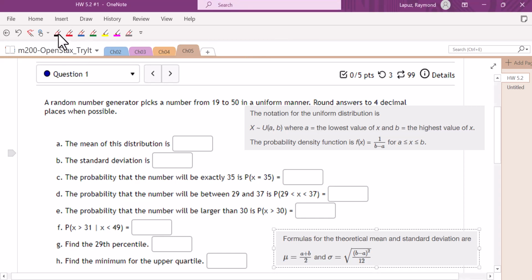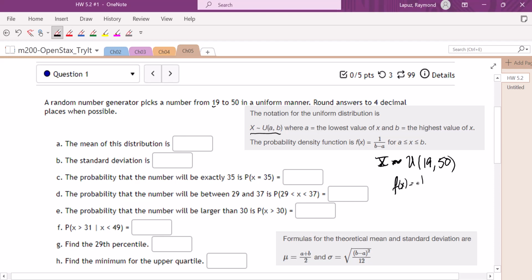It's not asking for the notation, but let's come up with it anyway. X is the symbol that they use. This distribution is going to be the uniform distribution, and it's going to take in your A and your B values. Your A value is 19, and your B value, your highest number, is 50. Our density function will be f of x equals 1 over 50 minus 19, which I believe is 31. So that's what we have for our function.